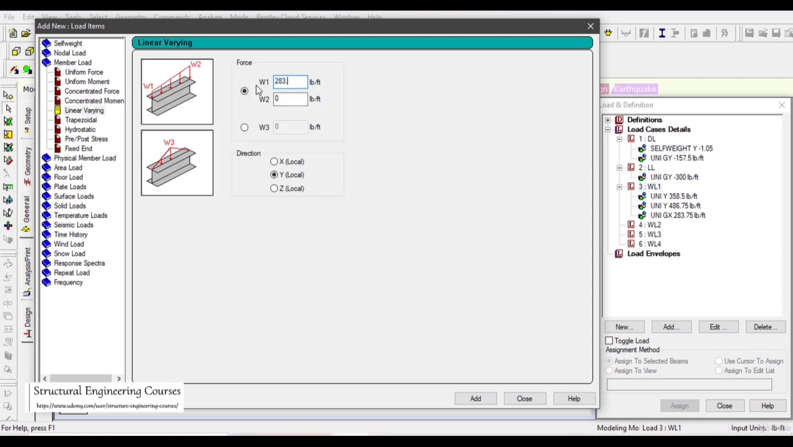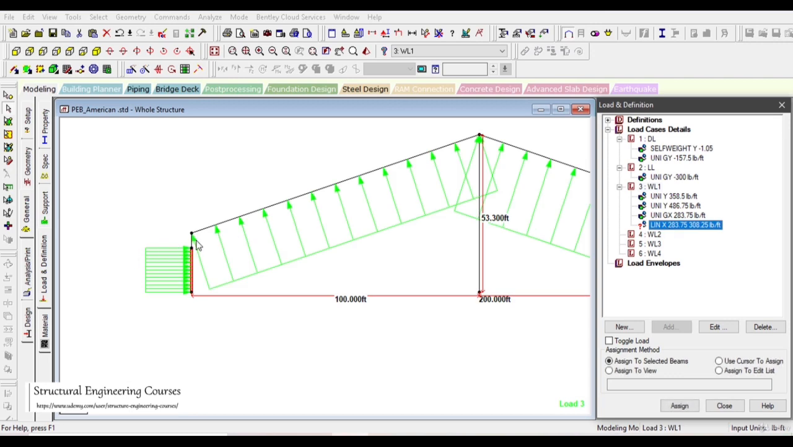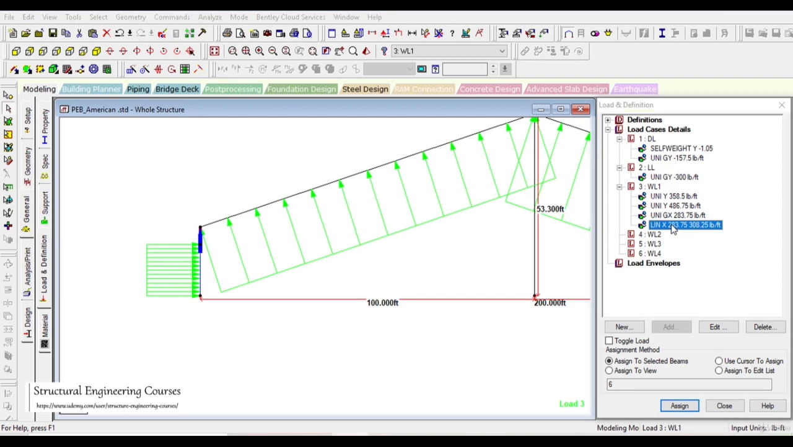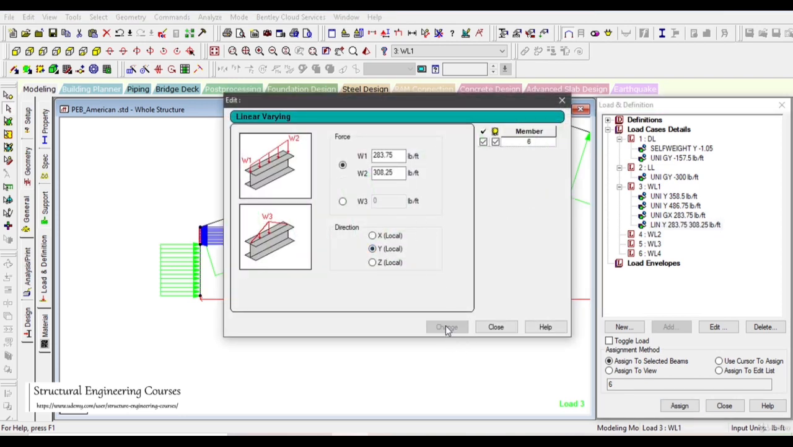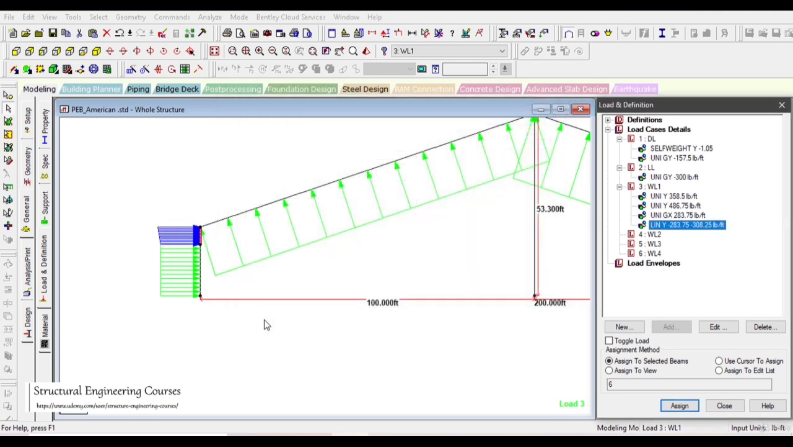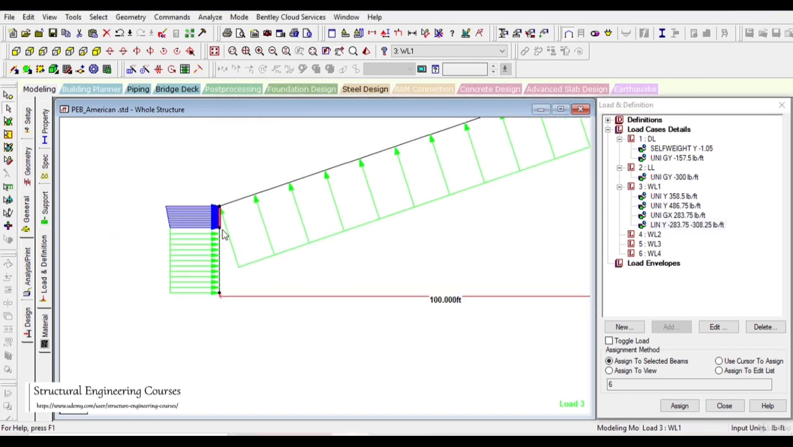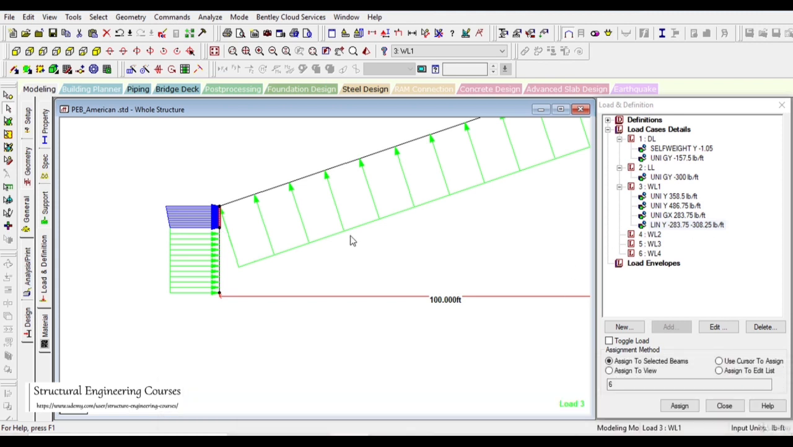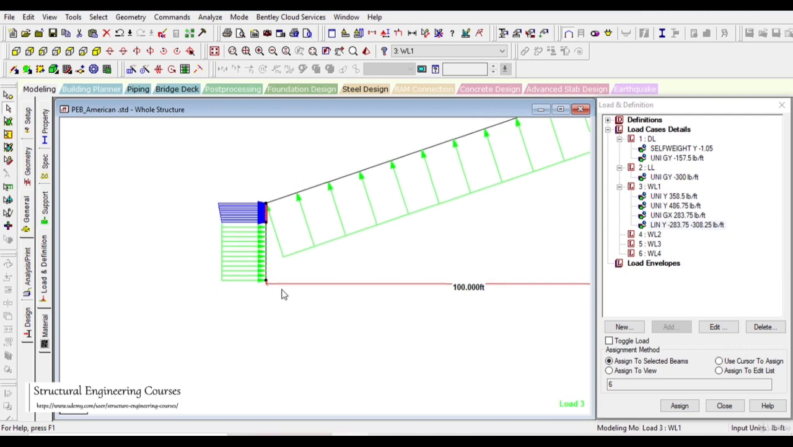So we can apply 283.75 to 308.25. Direction we can take it as local X. So let us check whether this loading is correct or not. So this is the direction issue. So now we can see that up to this level here, the loading is 283.75, and after that it is increasing to 308.25 on the top.